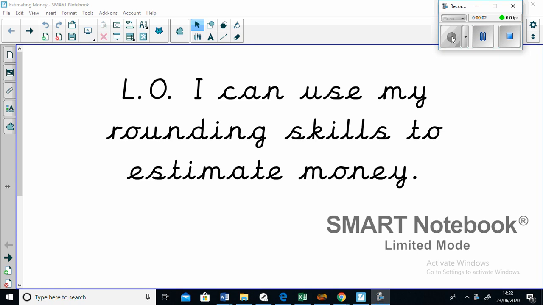Hi there, Chestnut class. Last week we focused on using rounding skills to round decimals to the nearest whole number. This week you're going to be asked to use and apply that knowledge, but in a slightly different context. Today we're going to explore how rounding skills can be used to help us to estimate values of money.